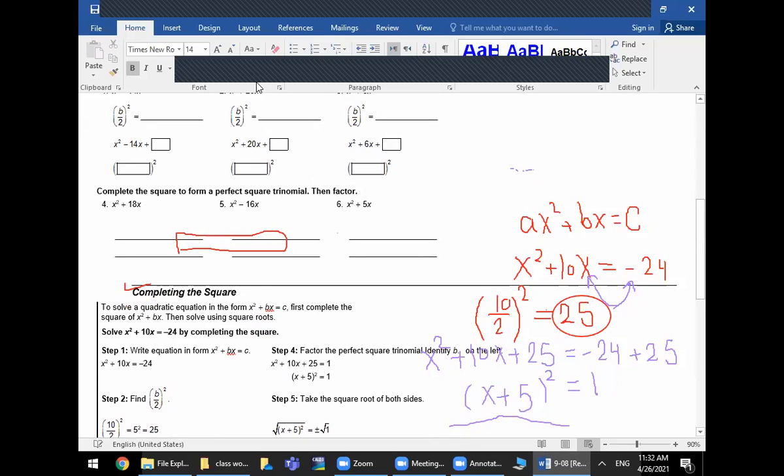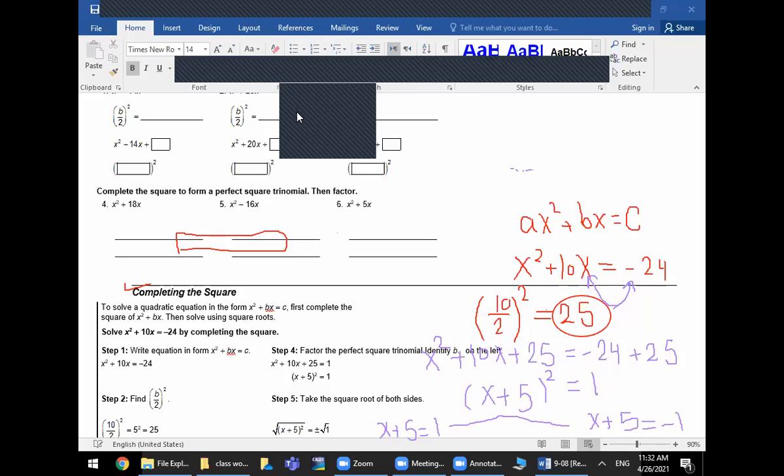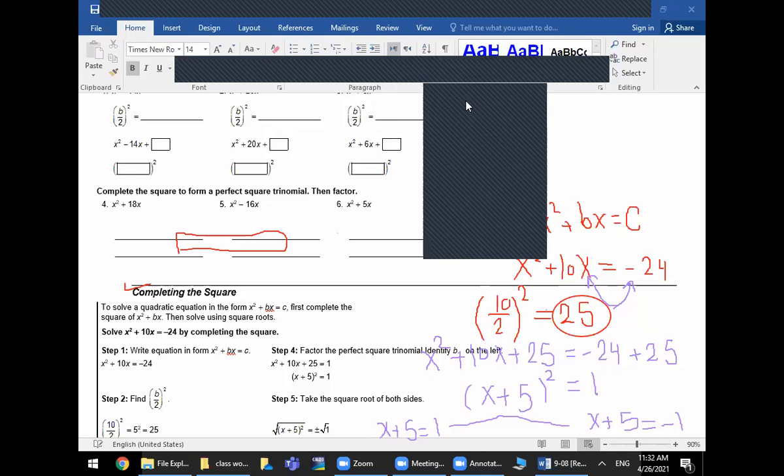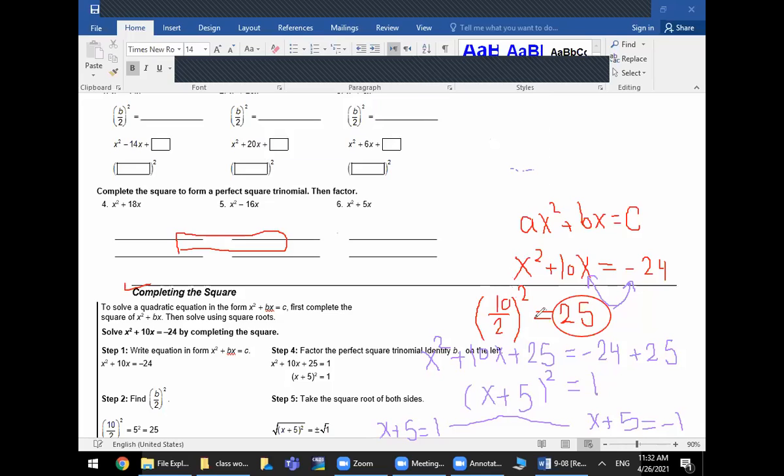It will be x plus 5 equal 1, and x plus 5 equal negative 1. Where did we get 1 and negative 1, grade 9? Is there anyone who can tell me? From the square root.